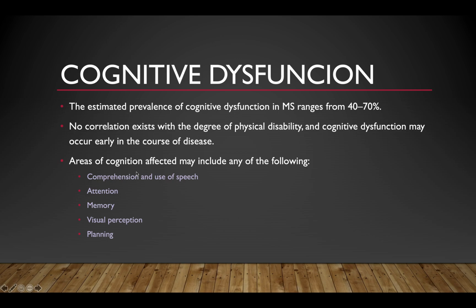Okay, so there are areas of cognition affected, and it may include any of the following. For example, comprehension and use of speech, attention, memory, visual perception, and planning.